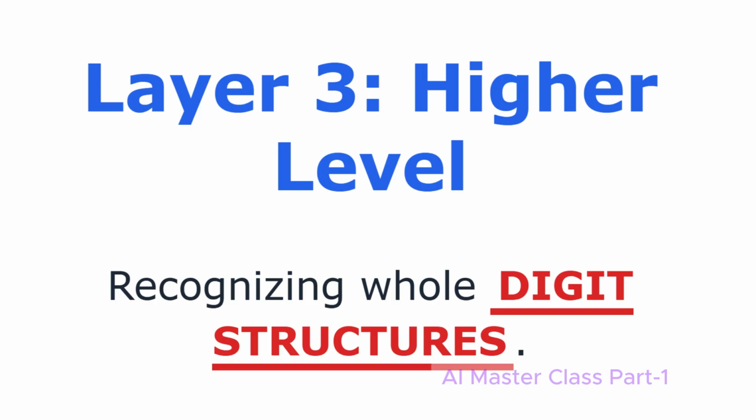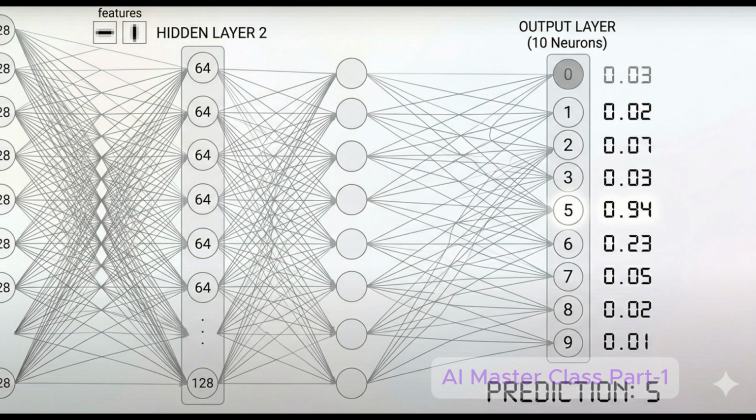So here we have the final layer, which is the output layer. Here the output layer has 10 neurons, one for each digit. Each output neuron produces a number between 0 and 1, which represents its confidence score. So if neuron 0 says, I am 3% confident that the number is a 0, and neuron 5 says, I am 94% confident that the number is a 5, then we'll pick the neuron with the highest score, and that will become our prediction.